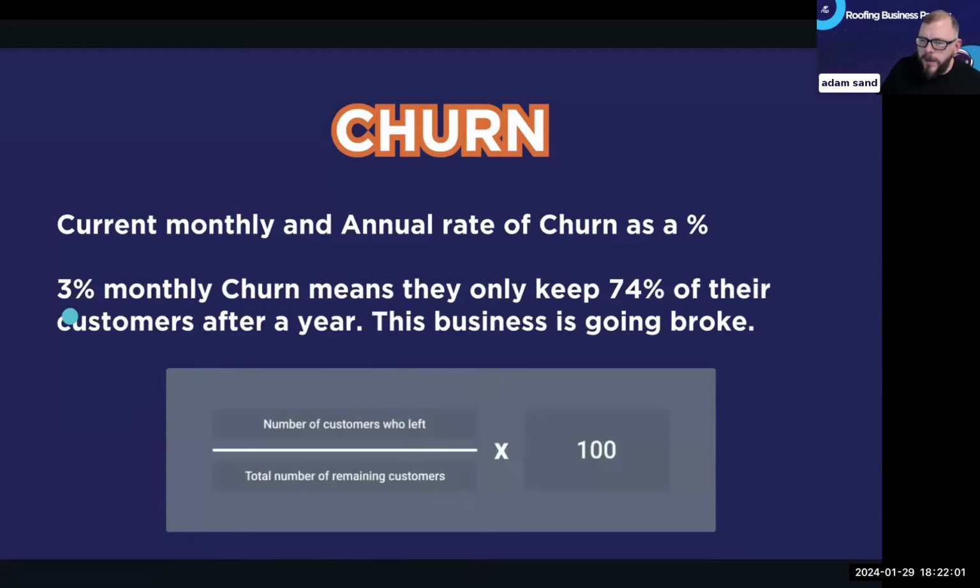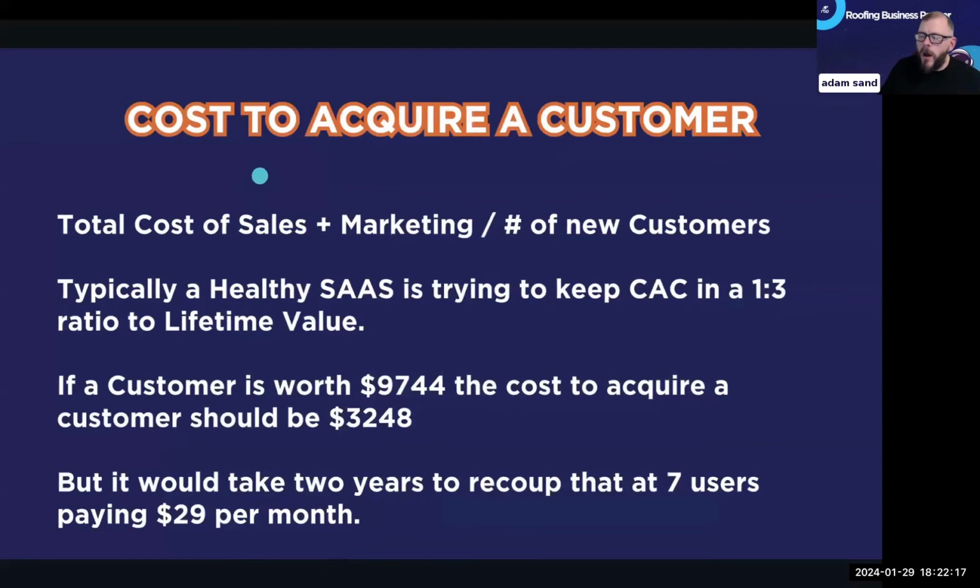Because you might not think of it as much, but if CompanyCam loses their customers every month, without adding any new ones, they will have only 74% of their customers after a year. The business will literally go bankrupt in a year. That's because they grow through funding, which is where we're going to go next, which is the cost of acquiring a customer. Now, why are you paying attention to this as a roofing company? Like, why does this matter?